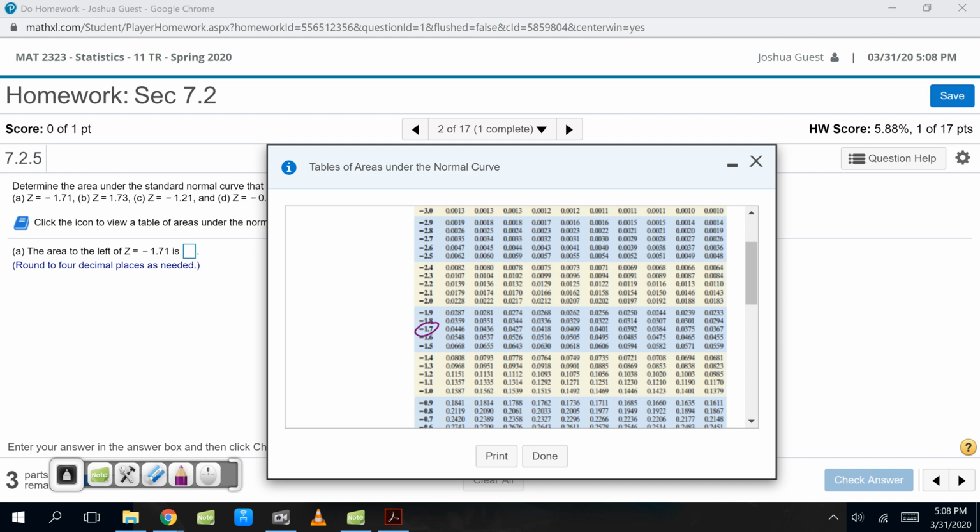So here's negative 1.7, right? Here's 0 and here's 1. So it's not this one, it's this one. So it's 0.0436. And since it's to the left, we don't have to worry about 1 minus or anything else. We literally just read it off the table. So if we're looking for z equals negative 1.71, this was 1.70, this is 1.72, this is 1.71, and it's negative. So then this number here goes in this box, 0.0436.